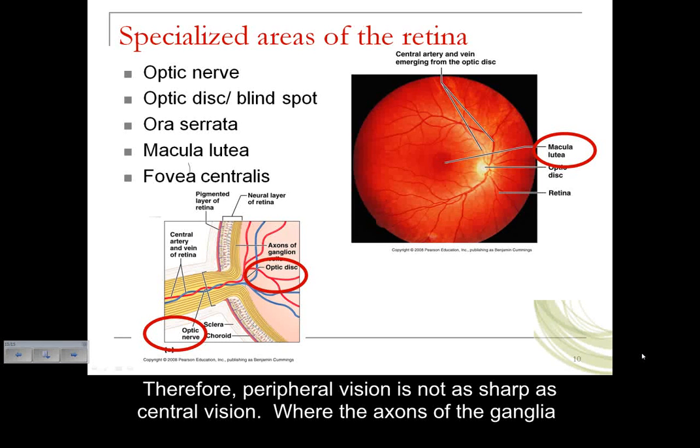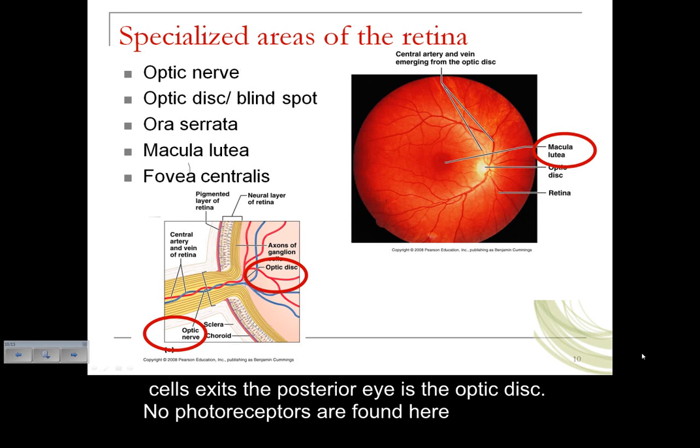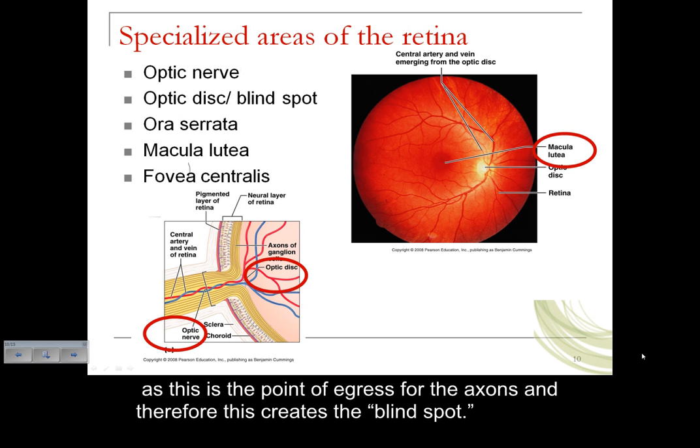Where the axons of the ganglion cells exit the posterior eye is the optic disc. No photoreceptors are found here, as this is the point of egress for the axons, and therefore this creates the blind spot.